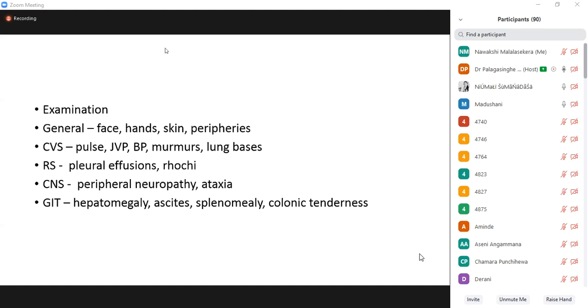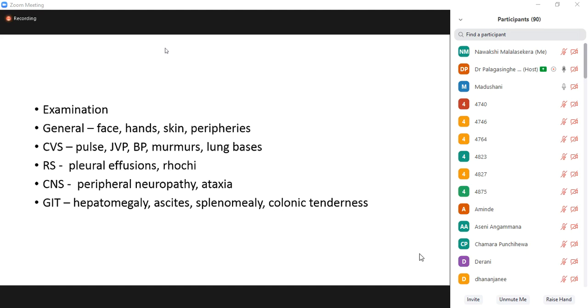Then when it comes to the respiratory system, look for underlying pleural effusions, maybe due to hypoalbuminemia or an underlying malignancy, sometimes disseminated tuberculosis. Then bronchi, whether there is an element of asthma with chronic diarrhea. Then under the nervous system examination, look for peripheral neuropathy, ataxia, and cranial nerve defects, which may be linked with the underlying diarrhea.